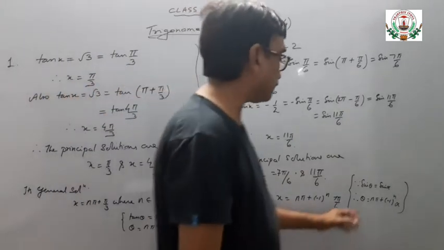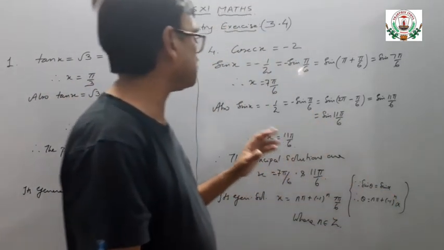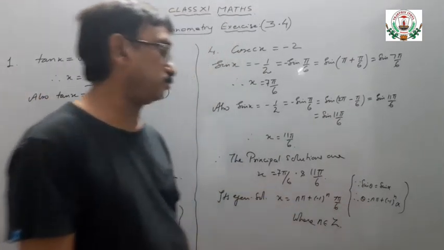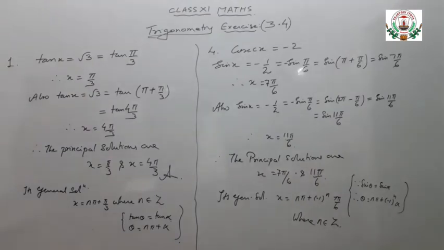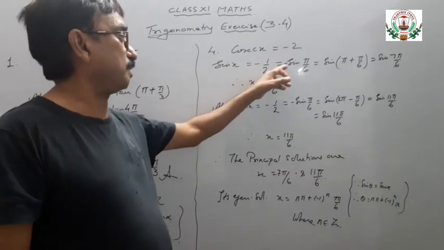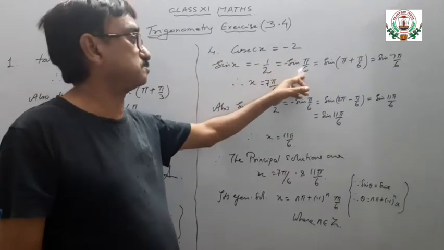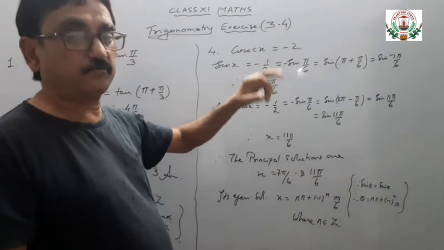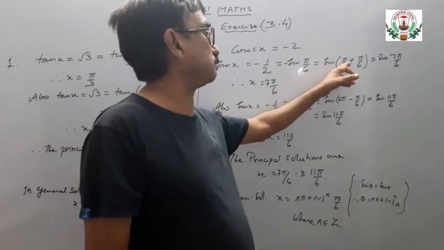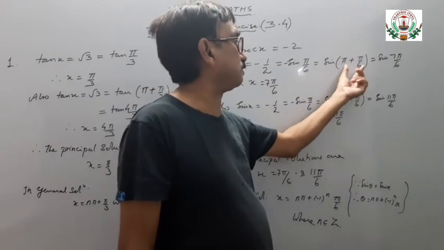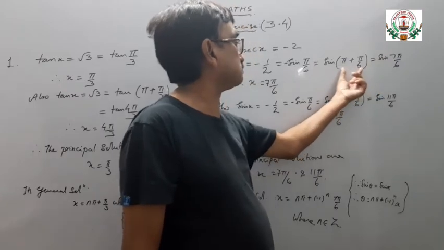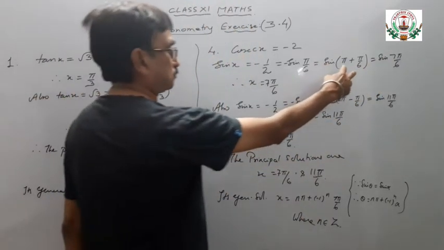As we know, whenever we get sin theta equal to sin alpha, theta equals n pi plus minus 1 to the power n alpha. Let's see once more. Sin x equals minus 1 by 2, minus sin 30 degrees, pi by 6, and sin is negative in the third and the fourth quadrant. So sin of pi plus pi by 6, third quadrant, will become 180 plus theta, that is, it will become sin 7 pi by 6 after simplification.